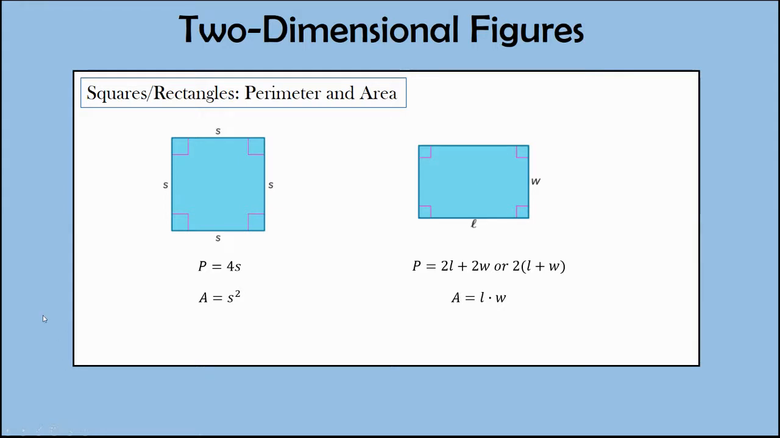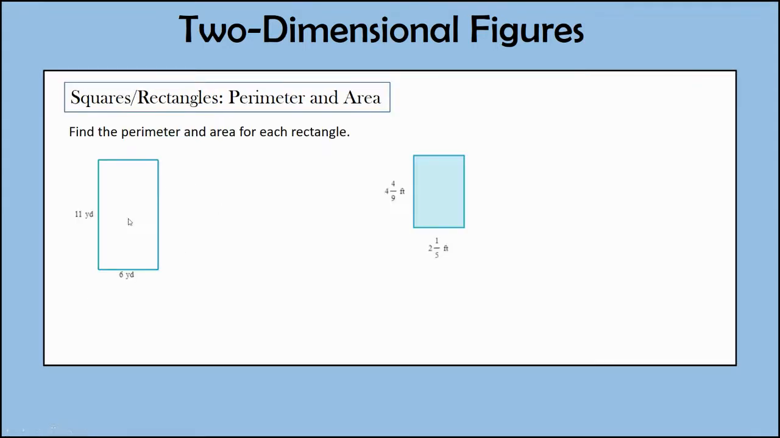I'm sure you guys already know this. We're just kind of hitting it again though. All right, find the perimeter and area for each rectangle. This is pretty straightforward stuff. So the perimeter is 2L plus 2W, 2 times 11 plus 2 times 6. And by the way, it really doesn't matter which one you want to call length and which one you want to call width. You're going to get the same result here. So it's 22 plus 12 is 34 yards.